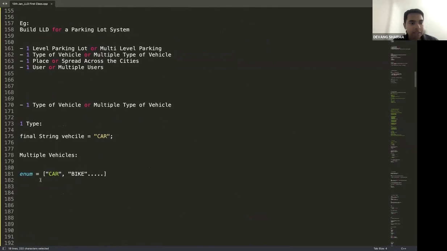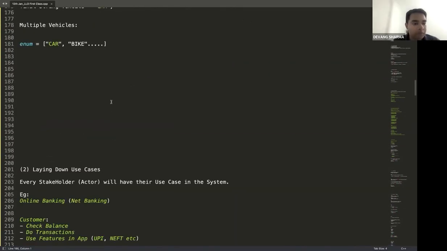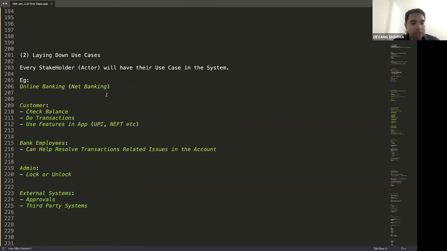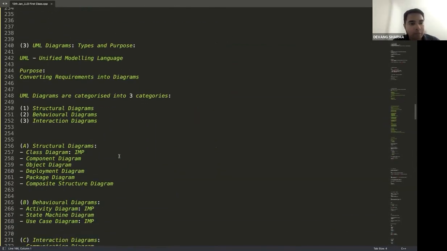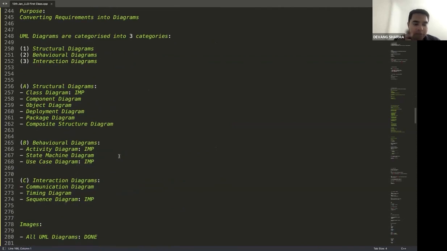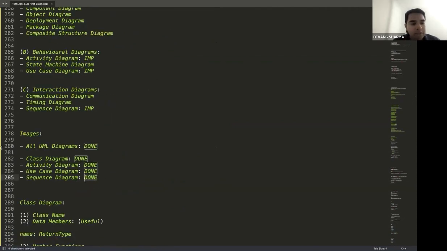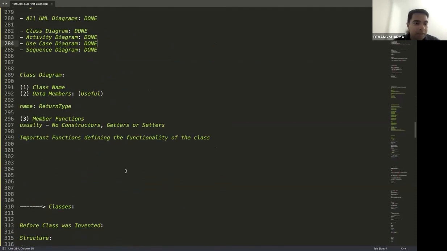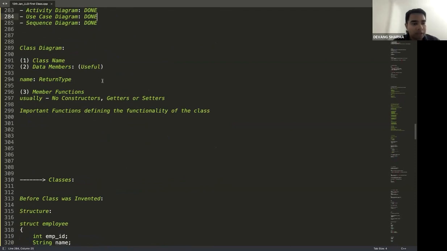Then we talked about requirement gathering, and why it is important in terms of a program. We talked about laying down the use cases, what the different stakeholders are, what the purpose of stakeholders is, and so on and so forth. We talked about UML diagrams, their types and purposes. Overall, we can divide them into 3 categories, with further subcategories. The important ones we have gone through: the class diagram, activity diagram, use case diagram, and sequence diagram. Finally, we talked about the class diagram in detail: why it is useful, how we create it, and so on.